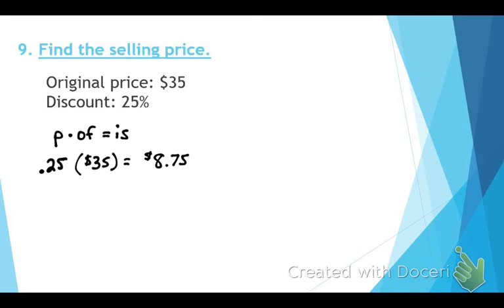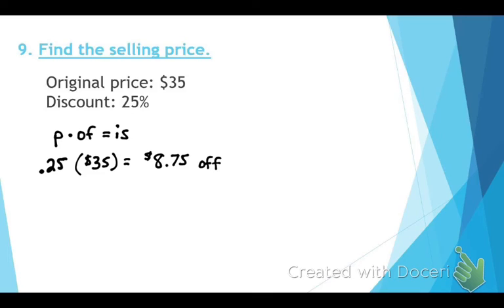Does it make sense? Let's say that I had something that's $35. If I were to cut that in half, what would that be cut in half? Think about $34 or $36. It'd be about $18, right? So if it were 50%, it'd be $18. This is only 25% off, and a lot of you have told me that the answer is $8.75. Does that answer make sense? That doesn't make sense.